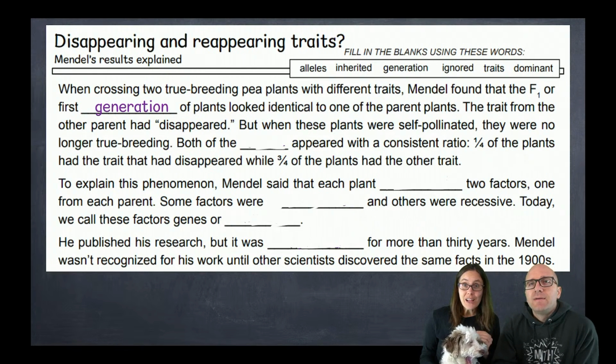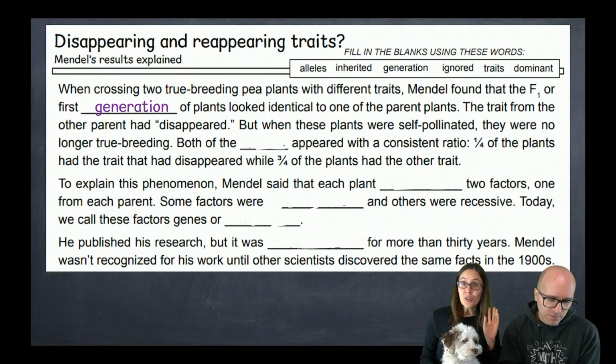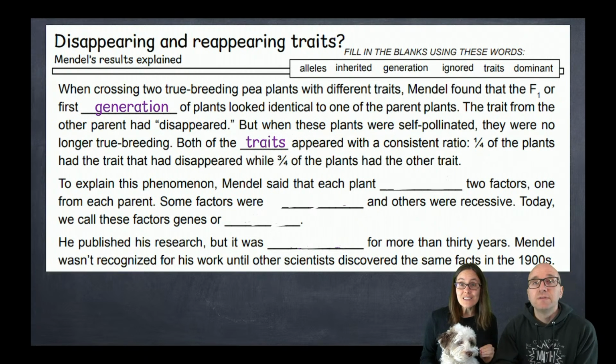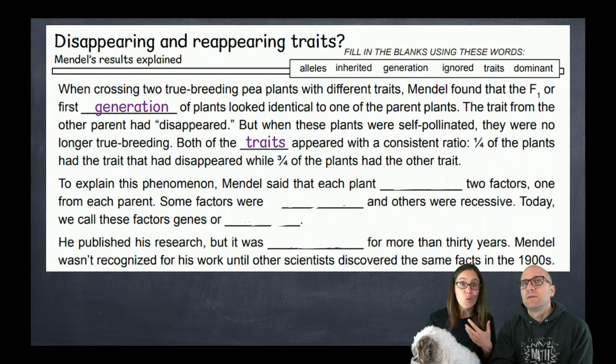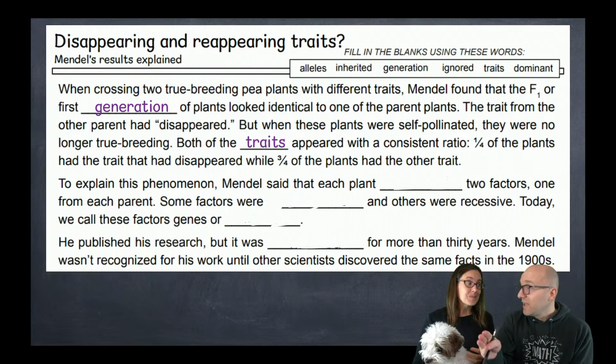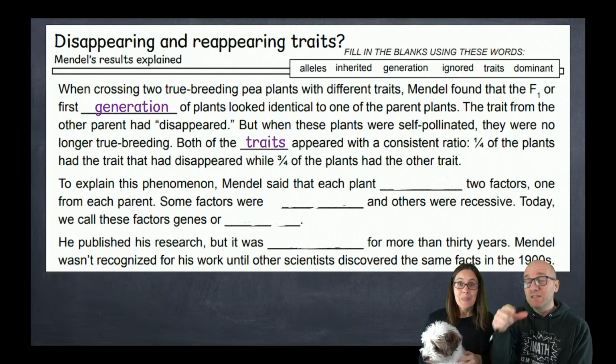But when those plants were self-pollinated, they were no longer true breeding. Both of the traits appeared with a consistent ratio. A quarter of the plants had the trait that had disappeared, and 3/4 of the plants had the other, or dominant, trait. So we talked about that 3-to-1 ratio for the F2 generation.